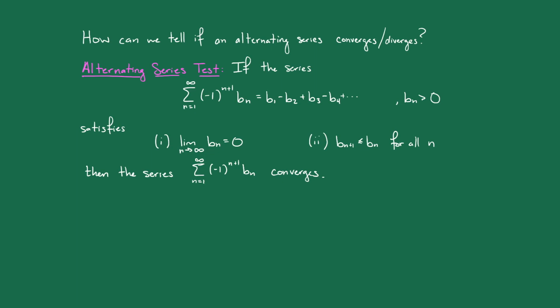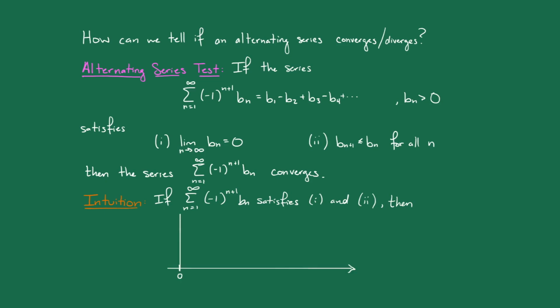Before we apply the alternating series test to some examples, let's give some intuition for why this test works. So, if a series satisfies conditions 1 and 2 from the test, let's think about what the partial sums look like. Well, we start at 0, and then to find the first partial sum, we add b_1. From there, to get the second partial sum, we subtract b_2. However, since the b_n are decreasing, we could not have made it all the way back to 0.